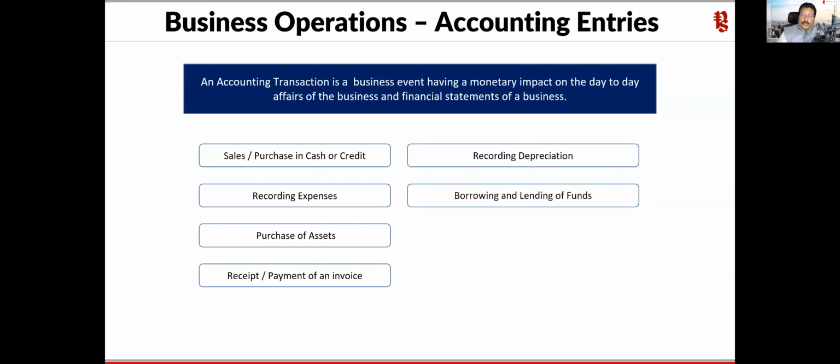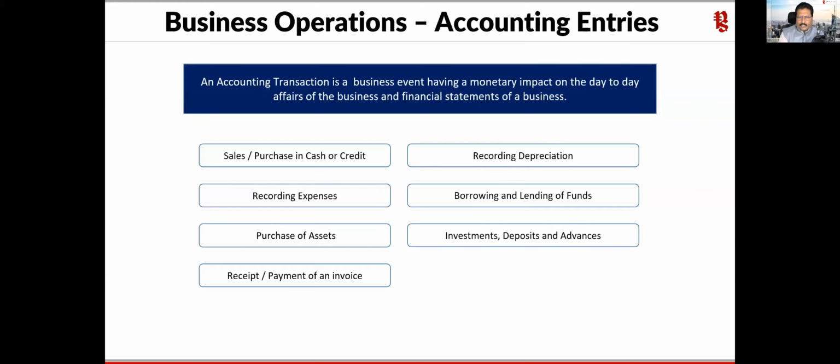And then borrowings and lendings of funds. You take a loan from a bank, you have to definitely account for it. You give an advance to your employees, or you give an advance to your sister concern in case of a group company, you have to account for it. For all this, you will realize that there is a monetary impact, right? That is why we have to capture all this as an accounting or financial transaction in our books of account. Okay. Then investments, deposits, and advances.